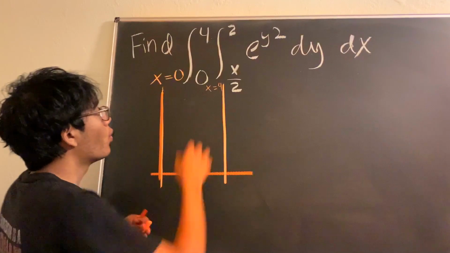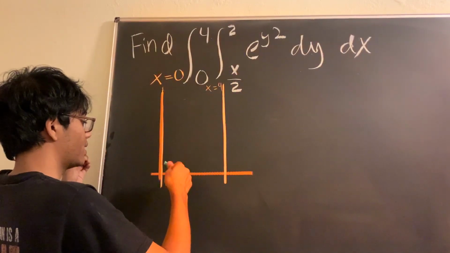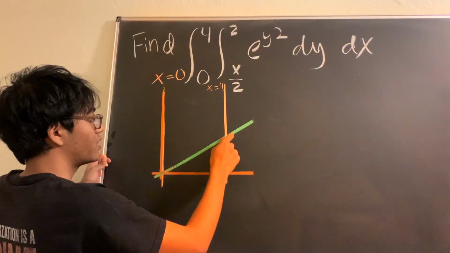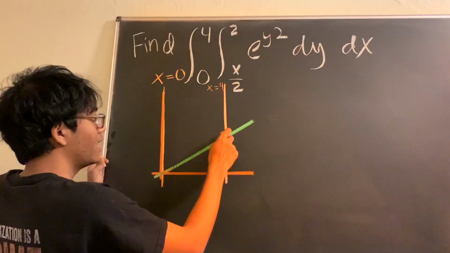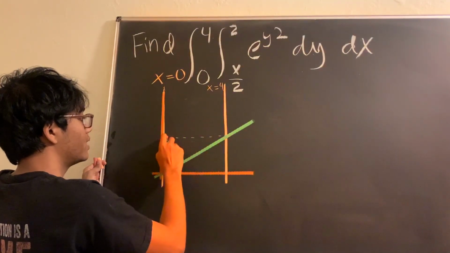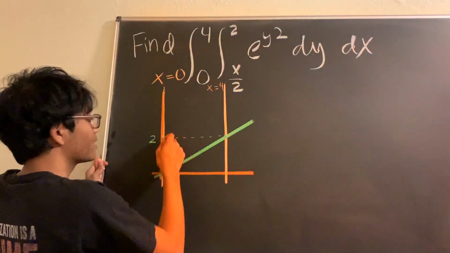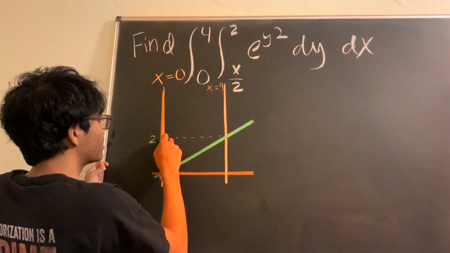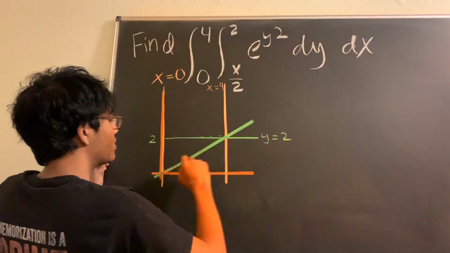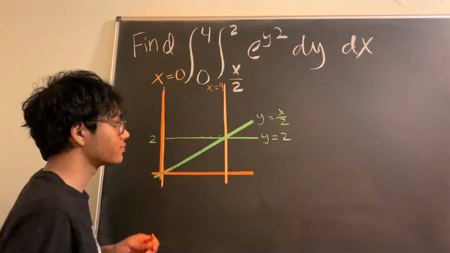Our lower y bound is x over 2. So x over 2 might look something like this. Okay? So x over 2 hits x equals 4 at, of course, 2. So here the y coordinate is going to be 2. And our upper y bound is conveniently y equals 2. So here's our upper y bound, y equals 2. Here's our lower y bound, y equals x over 2.